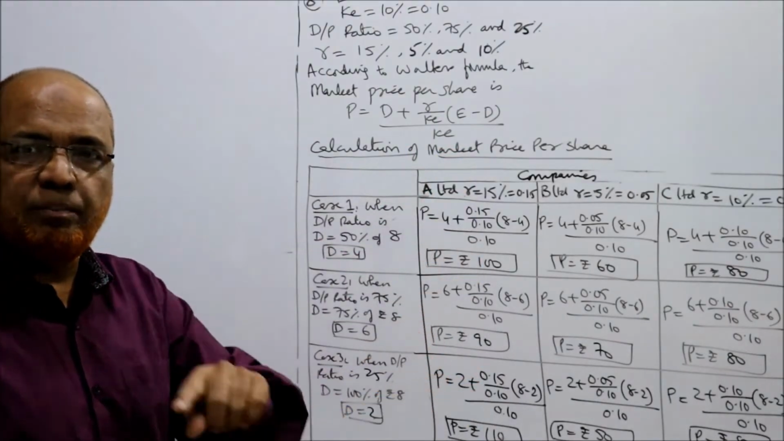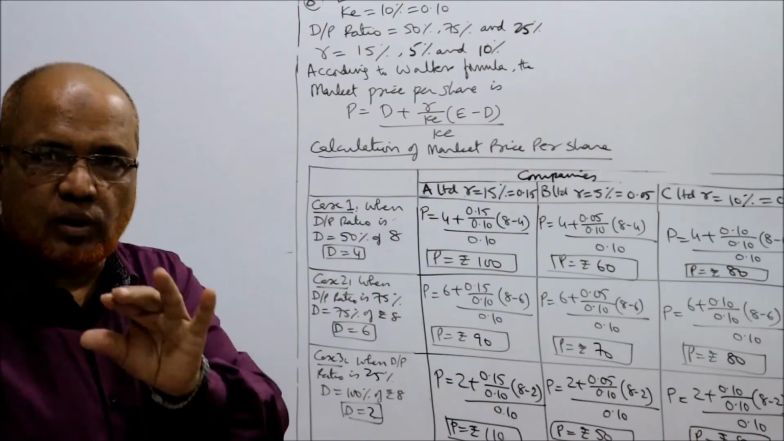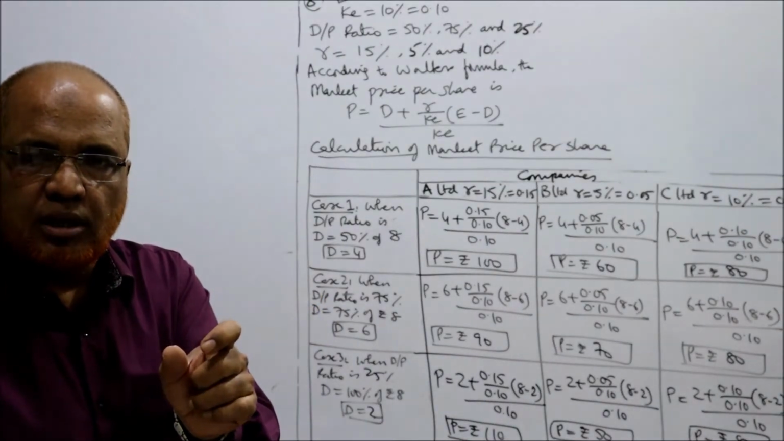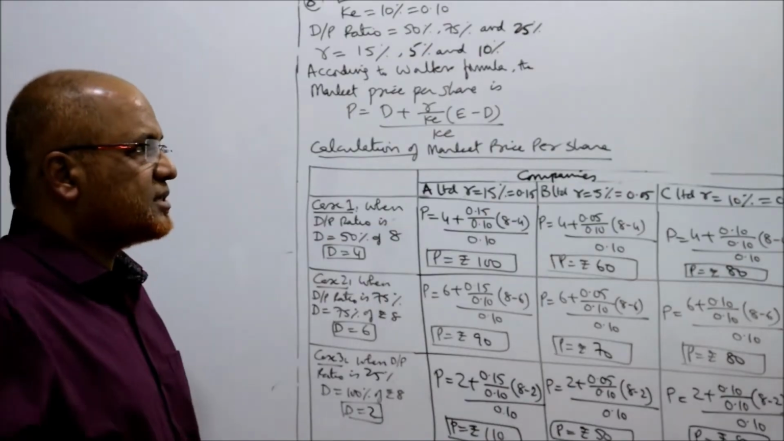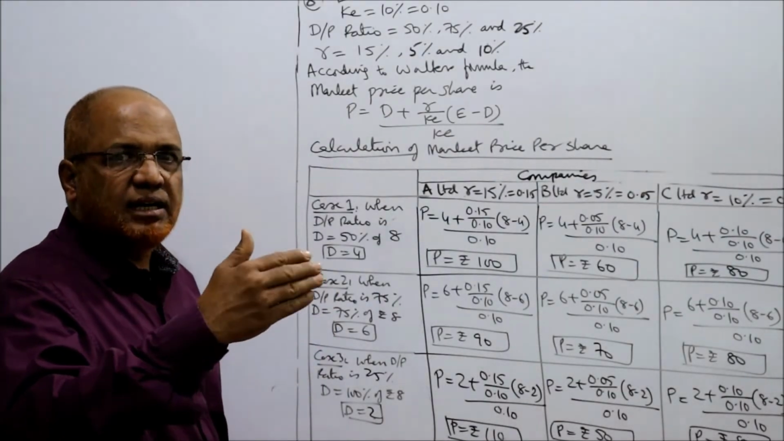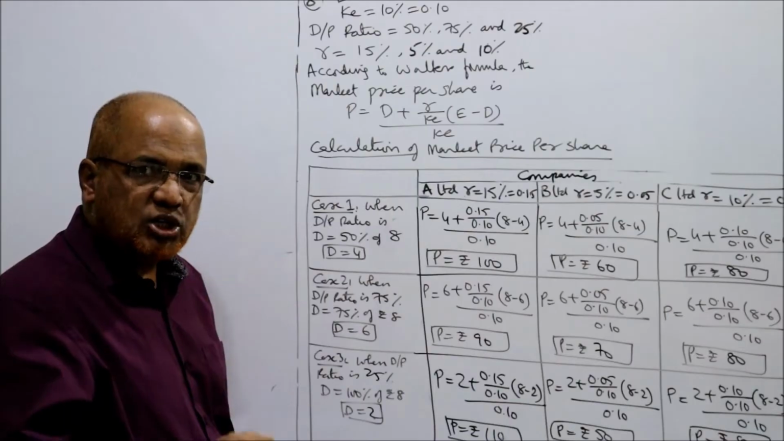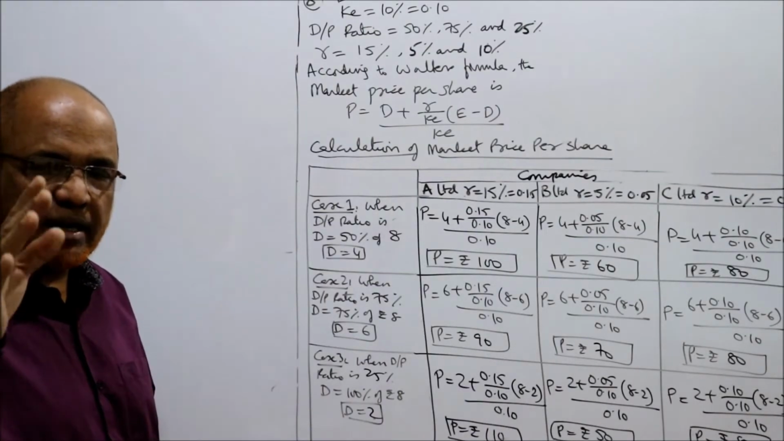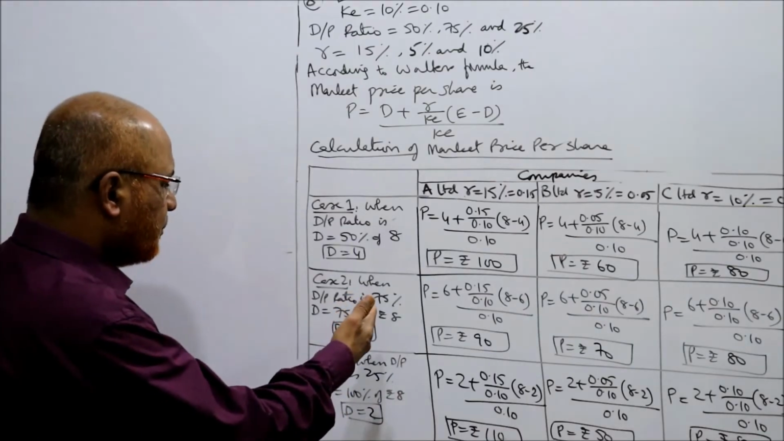Its optimum DP ratio is 0%. You should write in the conclusion: optimum DP ratio is 0%. As we increase the DP ratio, the market price per share comes down. This we can prove here.